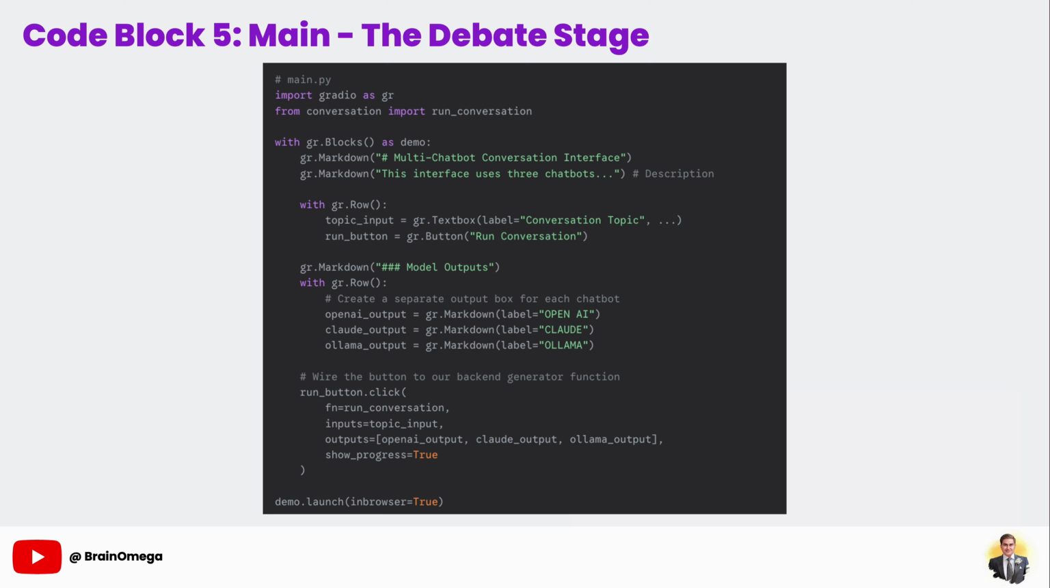The input should be the value from our topic input text box. And here's the key for our multi-output display. The outputs parameter is a list of our 3 markdown components. Because our run conversation function yields a tuple of 3 strings, Gradio is smart enough to map the first yielded value to the first output component, the second value to the second, and so on. This is how each bot's log gets routed to the correct box in the UI. Finally, demo.launch starts the web server and opens the application in your browser.